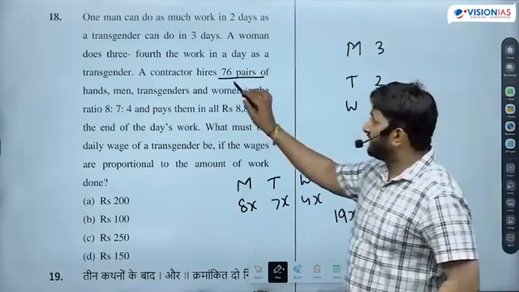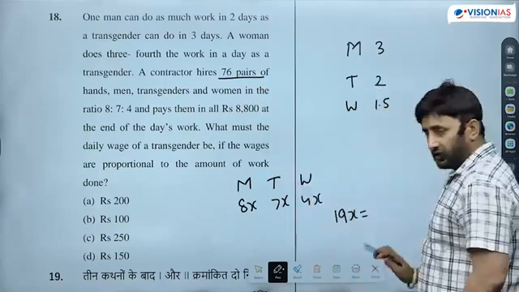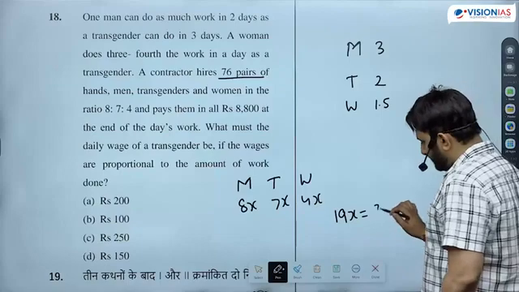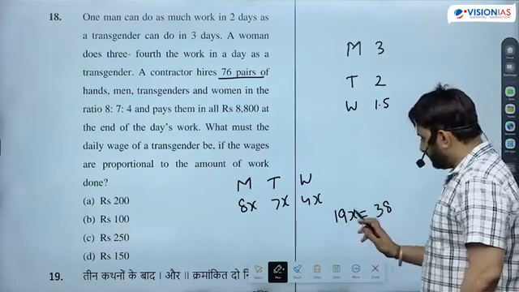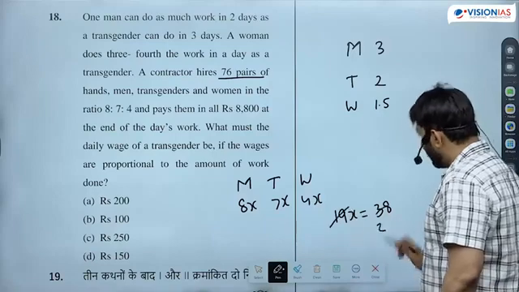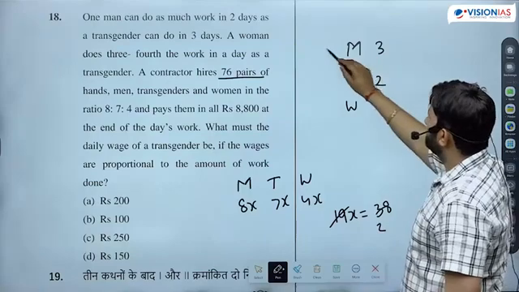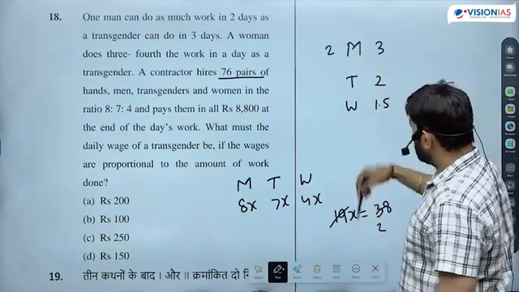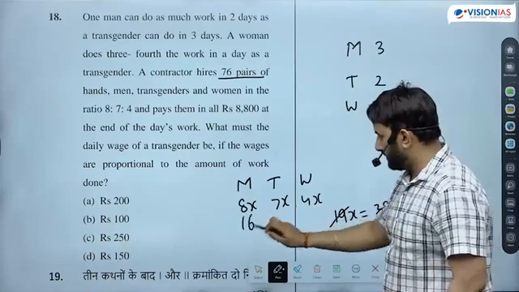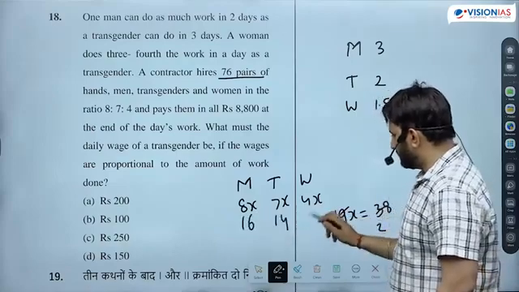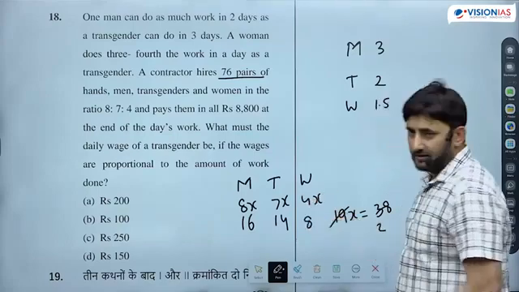He hired 76 pairs of hands. 38 people, no? So that is equal to 38. 76 hands are there. So x is equal to 2. So it means there are 2 men. x is equal to 2. So there are 16 men, 14 transgenders and 8 women are there.